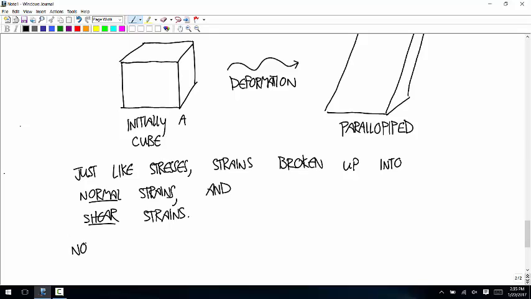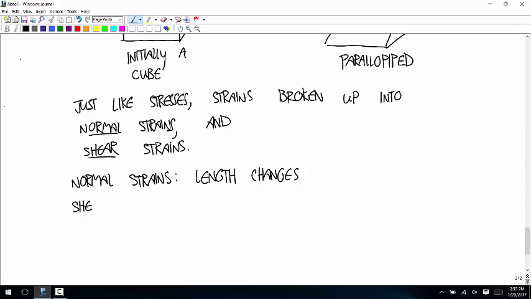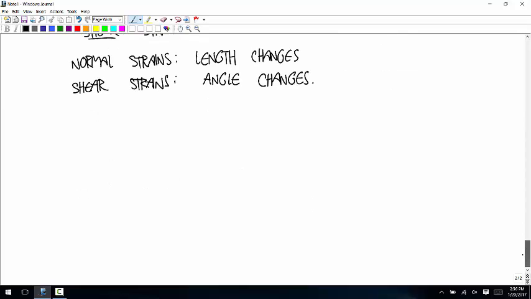Normal strains have to do with length changes, and shear strains have to do with angle changes. Okay, so I'm going to talk about normal strains first and then shear strains.